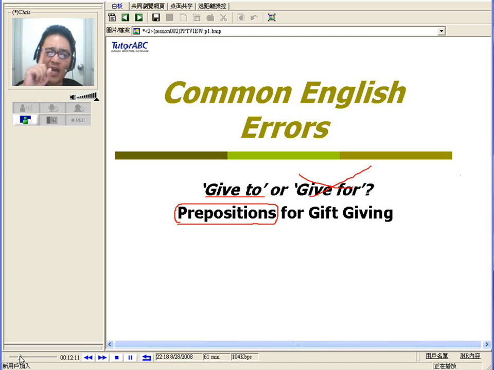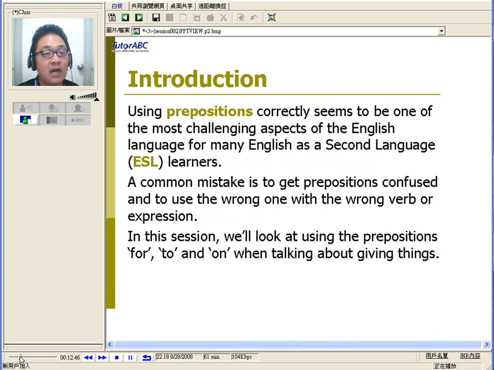But you're going to ask me, "Chris, wait a minute. I hear many people use the word for with the word give." True. We do use for sometimes, but we would never say "give for." We would say, give something to someone for something. And today, I'm going to help you understand how to use to or for. And if we have time, I will also explain on.